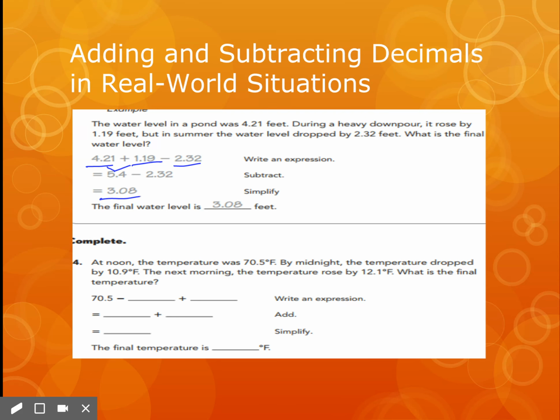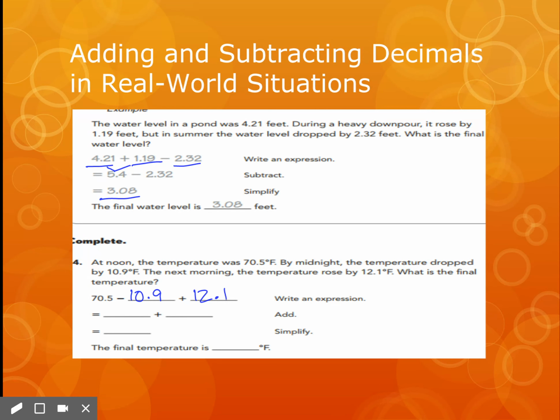So let's look at number 4. At noon, the temperature was 70.5 degrees Fahrenheit. And by midnight, the temperature dropped 10.9 degrees Fahrenheit. So it dropped. So we're subtracting 10.9. And then the next morning, the temperature rose by 12.1 degrees Fahrenheit. So what is the final temperature?